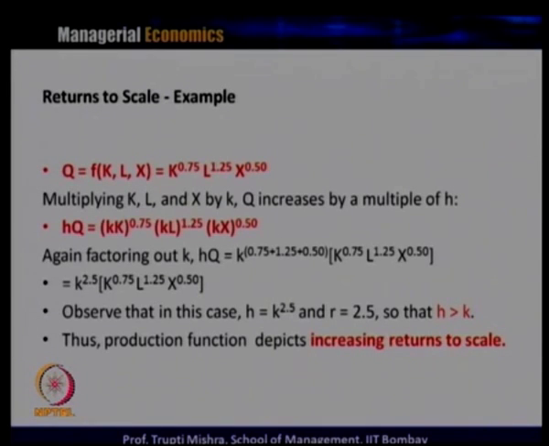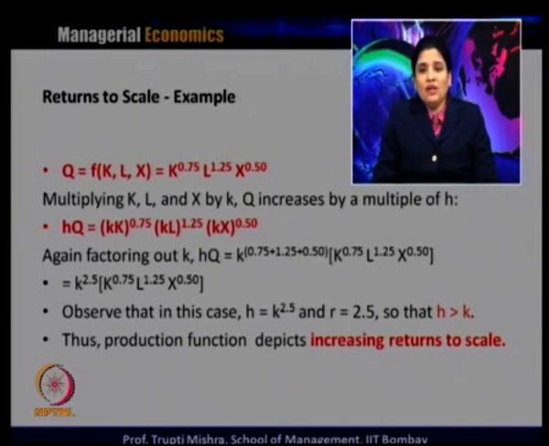Here, this production function is different from the previous production function. Now, what is the difference over here? The difference is that here Q is not only a function of capital and labor, rather it is a function of 3 inputs, that is capital, labor and X. So, there are 3 inputs which decide the output. So, Q is a function of K, L and X. Now, Q is equal to K to the power 0.75, L to the power 1.25 and X to the power 0.5.